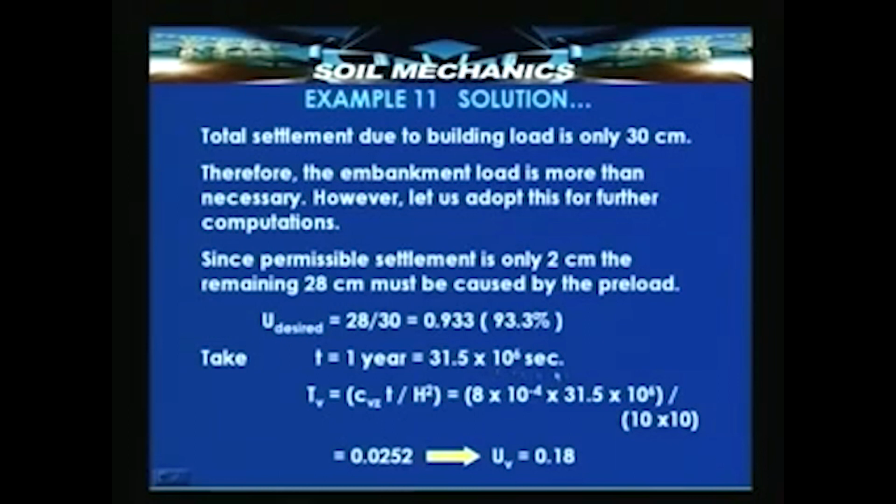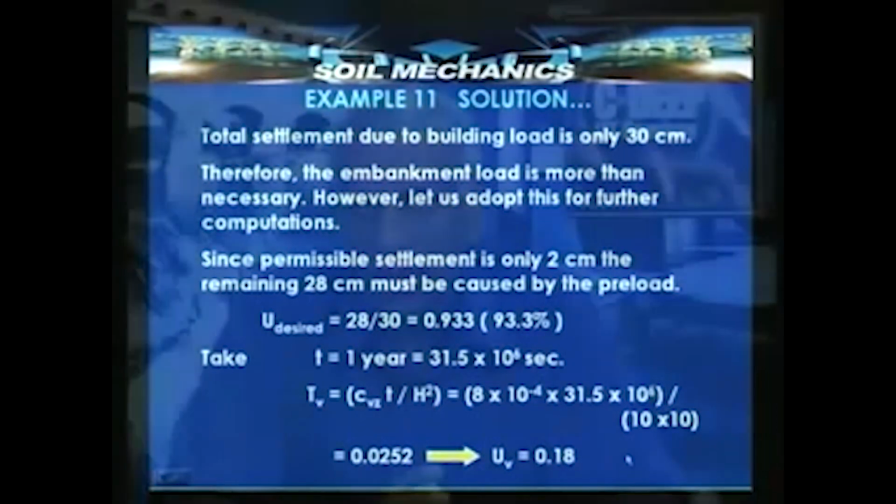Now, it is known that when t equals 1 year, or 31.5 times 10 raised to 6 seconds, for this given value of CVZ, we find that capital TV is 0.0252 and UV is 0.18. That means, at the end of 1 year, the vertical consolidation that takes place is 0.18.